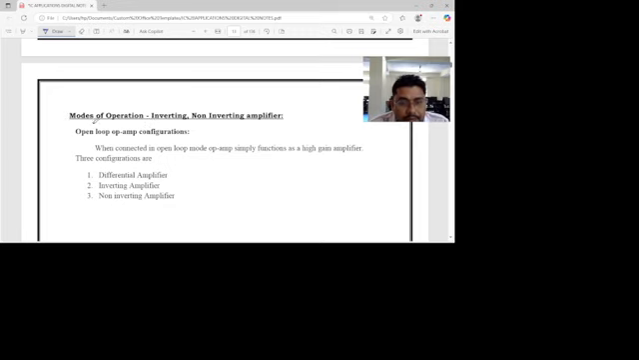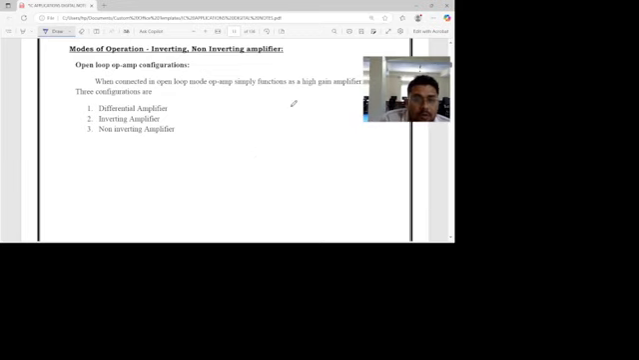So next we will discuss the modes of operation. How many modes of operation are possible for an op-amp? First is the open loop configuration. When connected in open loop mode, the op-amp simply functions as a high gain amplifier.